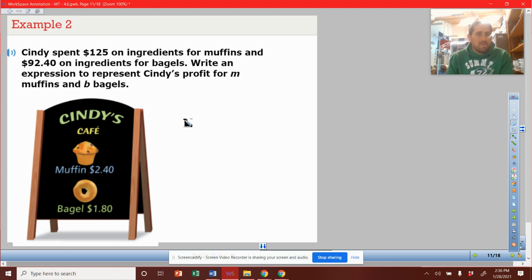So what's going to happen here, you're looking at the sign, Cindy's Cafe. The muffins are $2.40 and the bagel is $1.80. So she spent this much money. If you spend it, it's kind of like a loss, right? And then she spent $92.40 for those bagels. She's going to earn money in a positive way for the muffins, right?